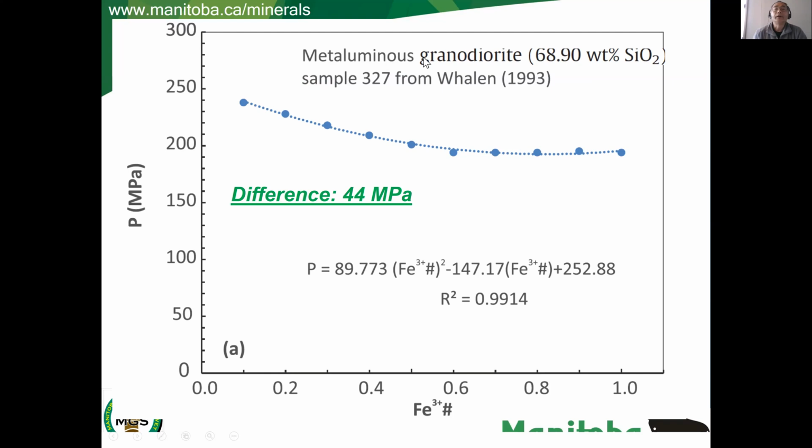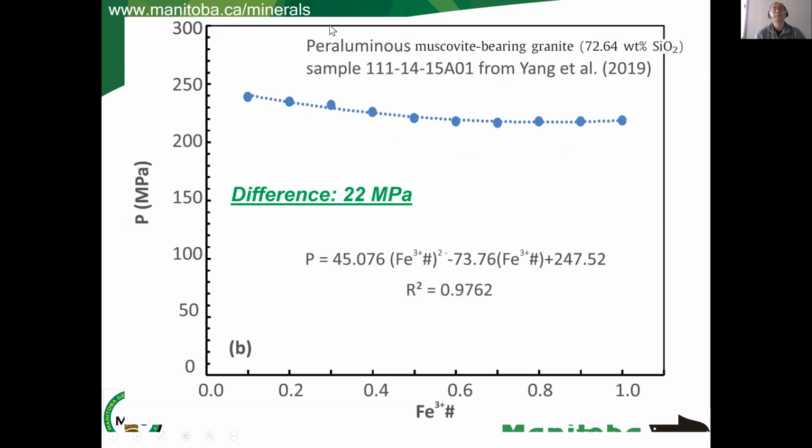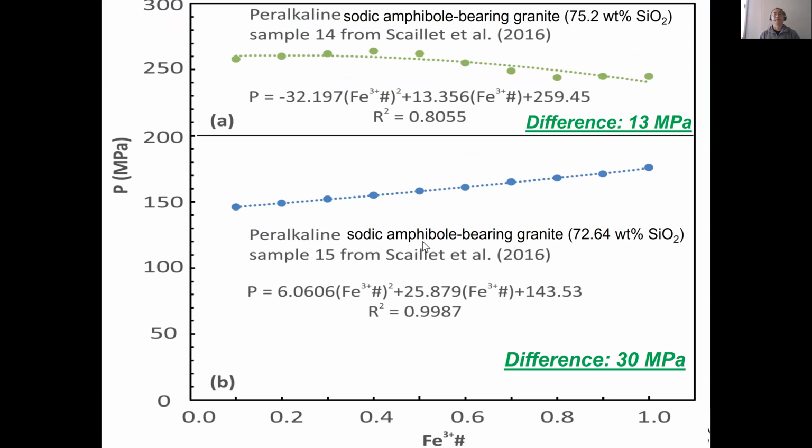And this is for the peraluminous, peralkaline, solid amphibole-bearing granitoids. You can see the difference between the highest and the lowest estimation is very low. And also for this one, with a little bit lower silica content, the peralkaline amphibole-bearing granitoids show a difference of 30 MPa, which is almost marginal within the uncertainty. I didn't mention the error of the two equations described before. That is 16 MPa.